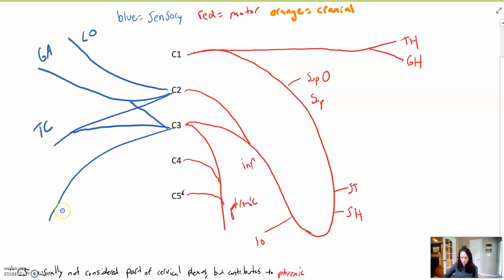And then coming off of C3 and C4, we have the supraclavicular, which has three main branches. We should also note that cranial nerve 12, the hypoglossal nerve, travels along with C1.